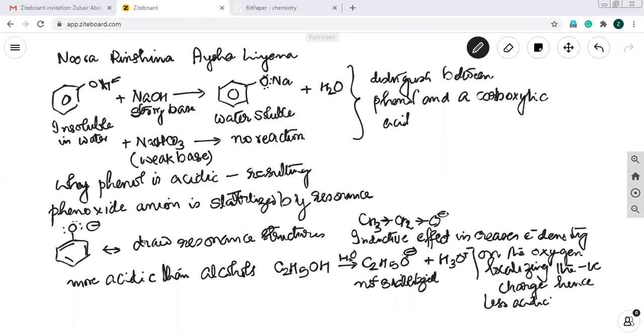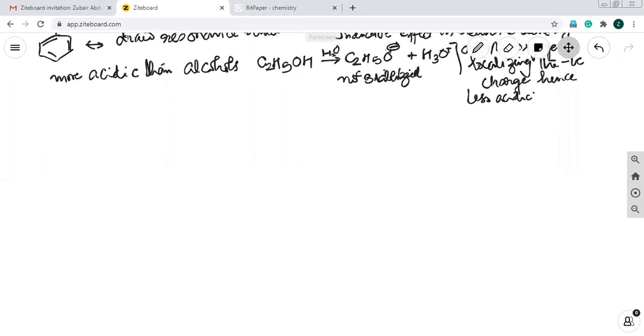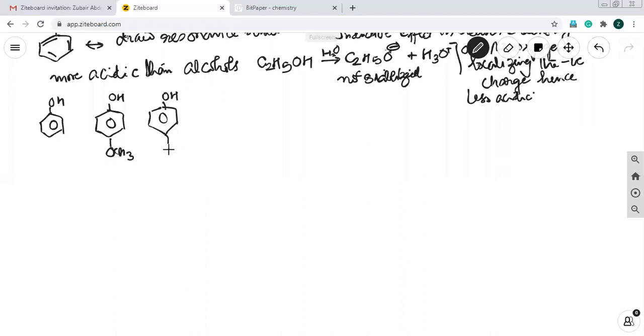Now, let us look at the acidity of phenols a little more. What we can do is we can take the effect of different substituents. Let us look in this way. Suppose we have compounds like this, see here. I have phenol. Then I have phenol with CH3 group here. OH with NO2 group here. Now which is more acidic?